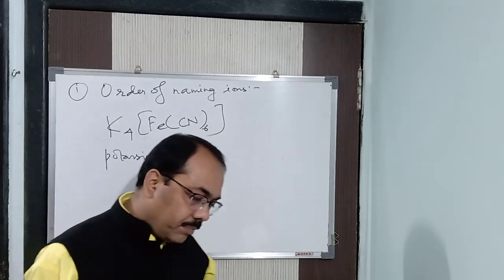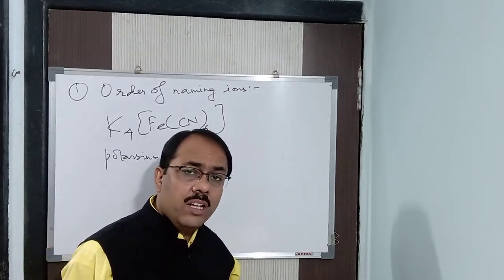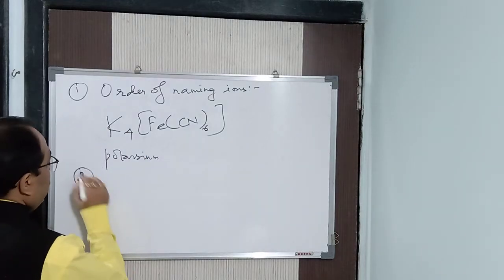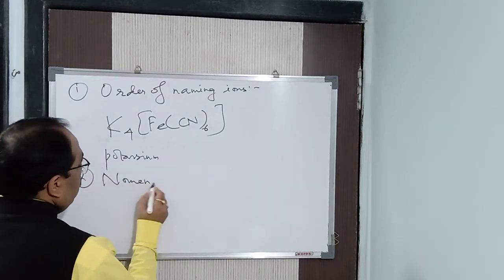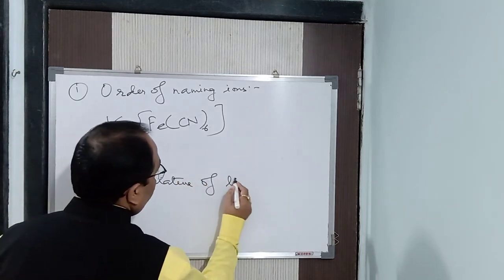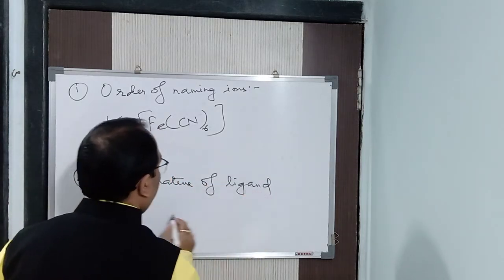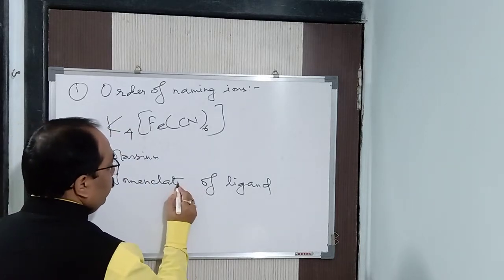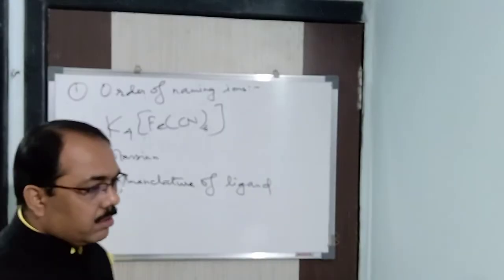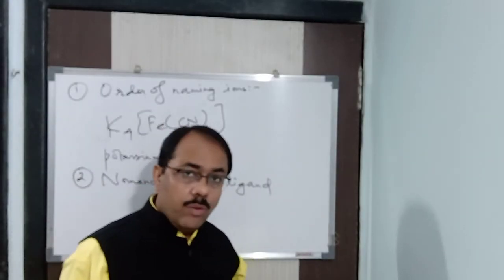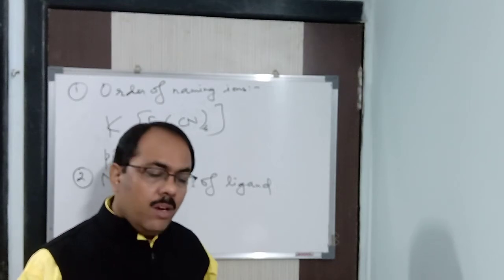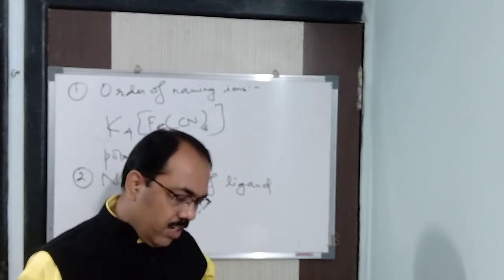Now next, I have told you the nomenclature of the ligand. The first point is this. The second point is nomenclature of ligand, which I have already discussed with you. The ligand which ends in ide or ate, the e is replaced by o. Like chloride, chlorido; bromide, bromido; nitrate, nitrato; oxalate, oxalato. In this way, you have read it.